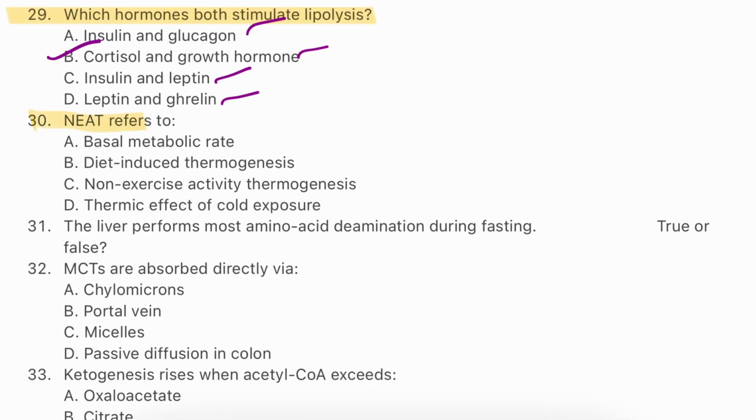Question number 30. NEAT refers to basal metabolic rate, diet-induced thermogenesis, non-exercise activity thermogenesis, or thermic effect of cold exposure. The answer will be C, non-exercise activity thermogenesis. NEAT includes daily activities like walking, standing, etc.